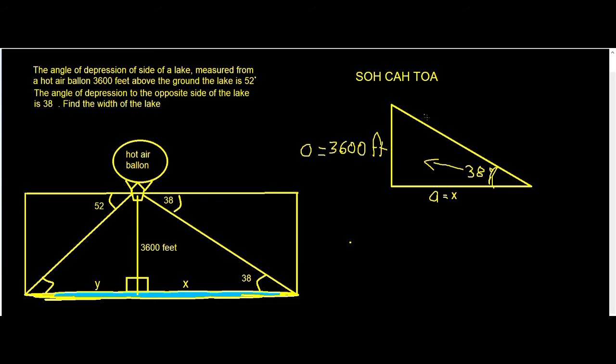In SOHCAHTOA, where are they present? In SO, or in TOA? Since opposite and adjacent are present only in TOA, we will use tangent. So, we have tangent 38 degrees is equal now to opposite, which is 3,600, over adjacent, which is your x.